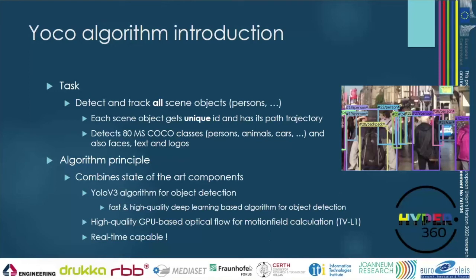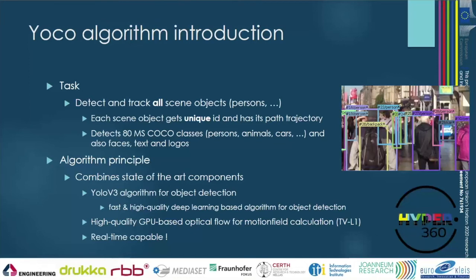So we are detecting the 80 MS COCO classes from the MS COCO dataset. These are classes like persons, certain animals, cars, bicycles, and so on. And we have also custom networks trained for faces, text, and logos.